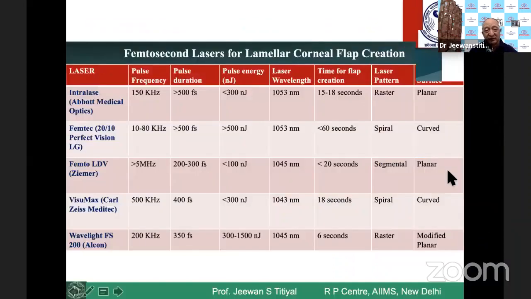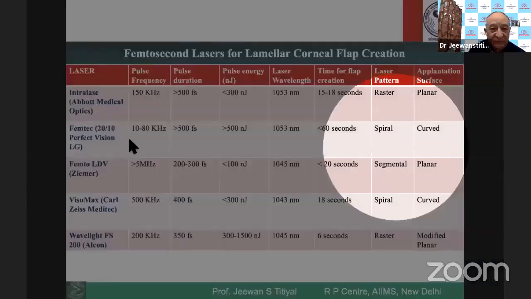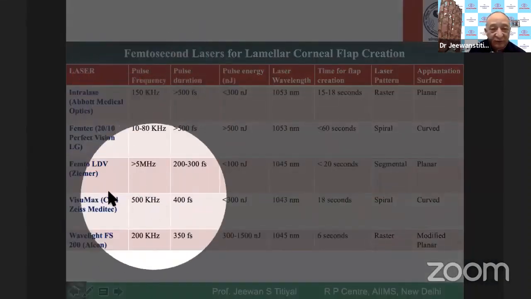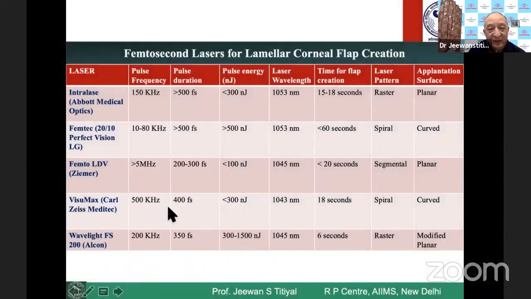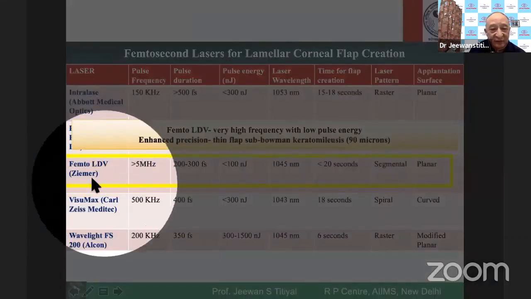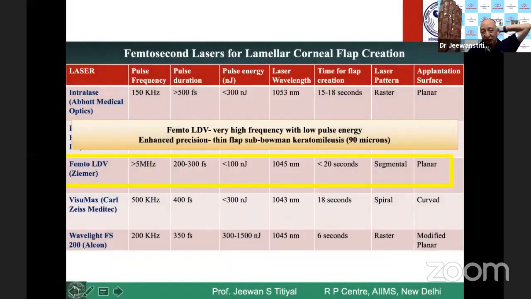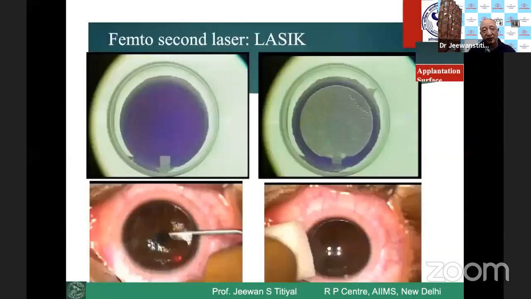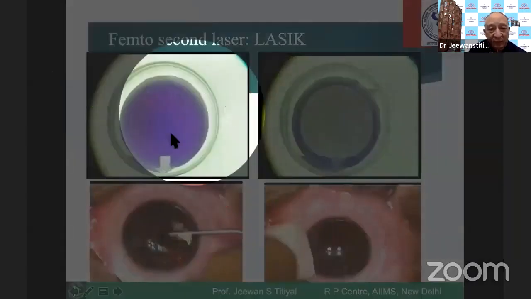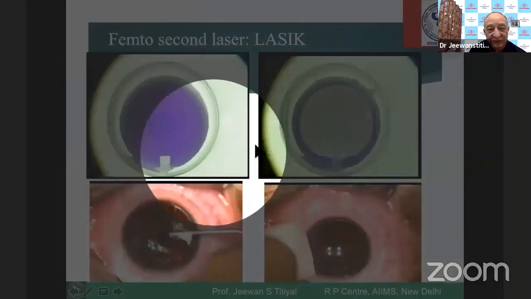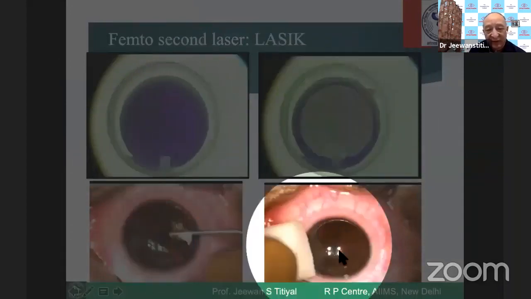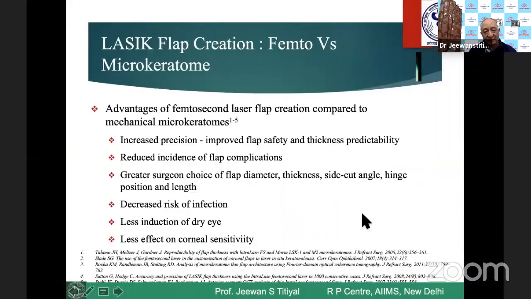The latest generation femtosecond devices can give you various advantages of making a good flap. You can see it ranges from 150 kilohertz to 500 kilohertz, the VisuMax machine. And you have a third generation system from GMA, which can give you a sub-Bowman's access of 90 micron flaps. It can give you a very nice, well-controlled flap making. This is a typical picture from a femtosecond laser. This is from a WaveLight. First it makes a tunnel for gas to escape, then makes a flap cut. You can lift the flap and subsequently ablate and put the flap back in these cases.